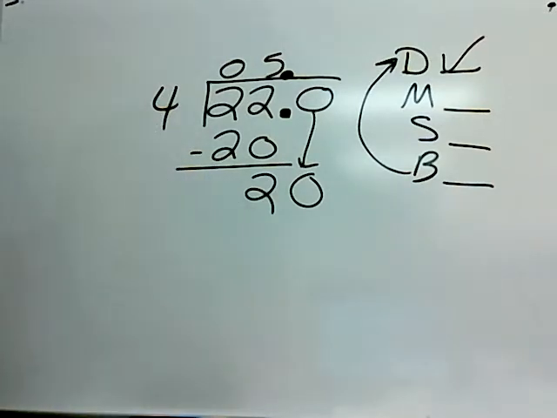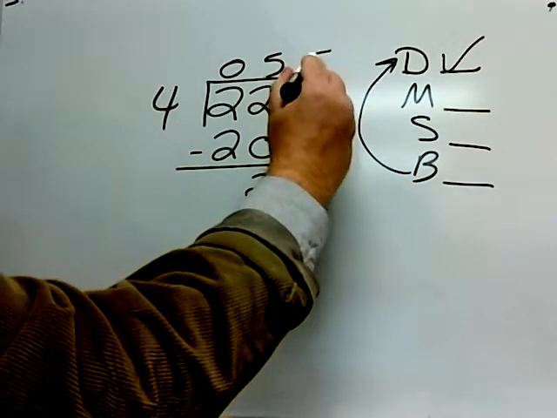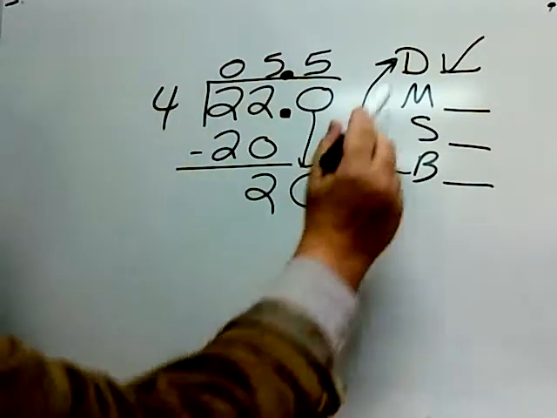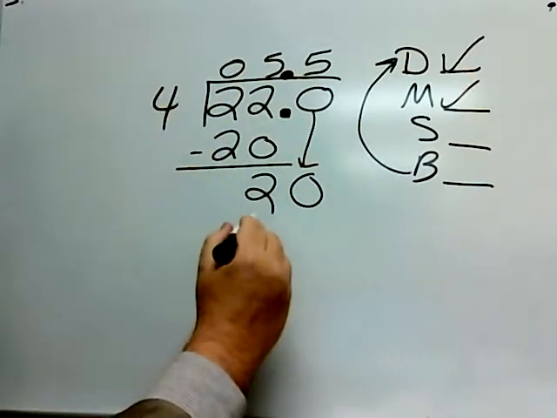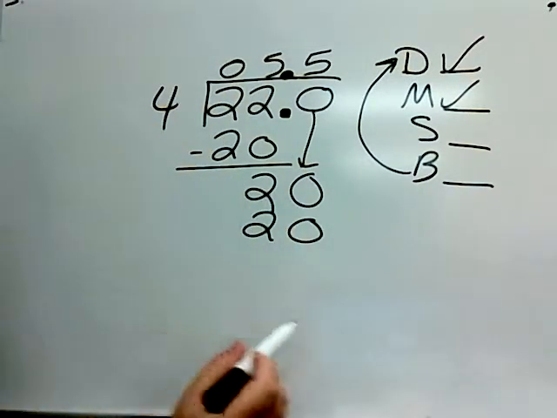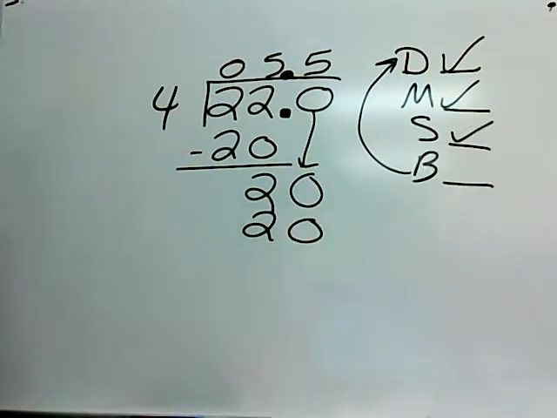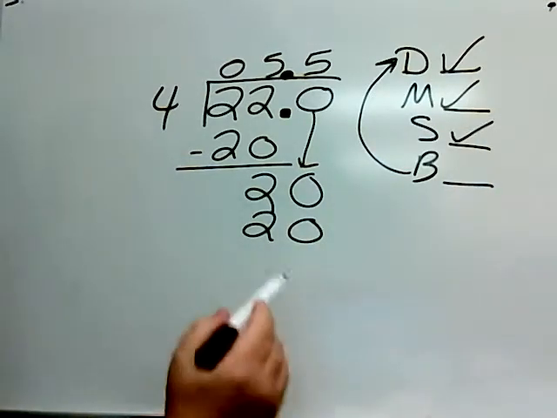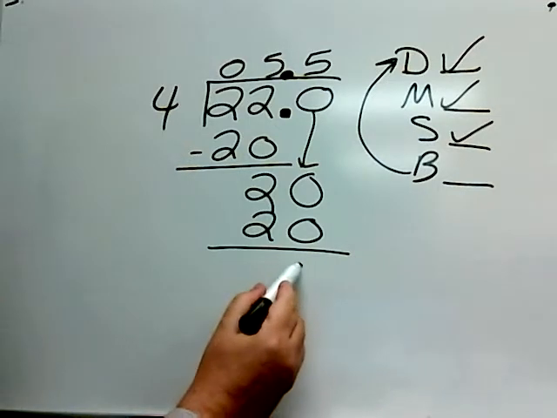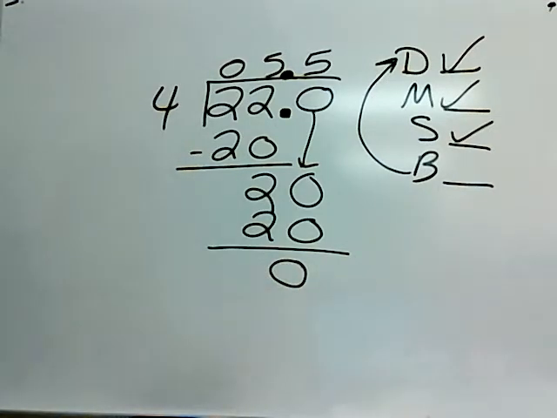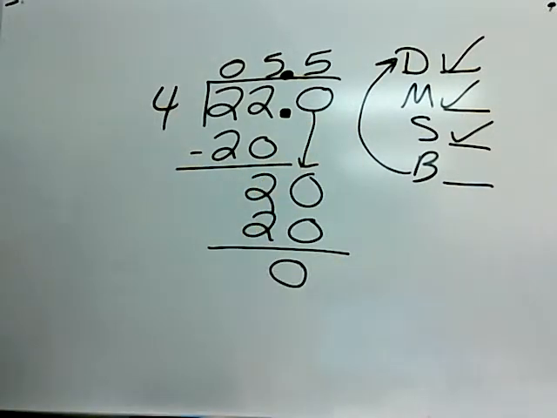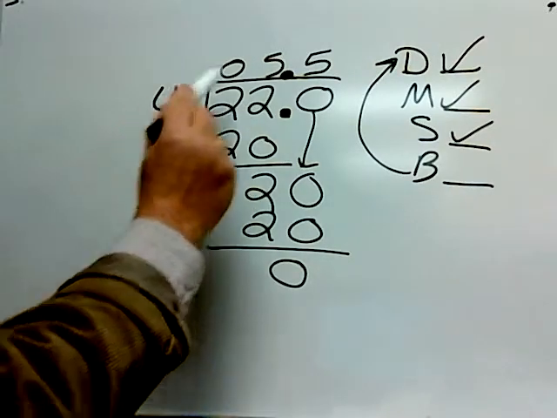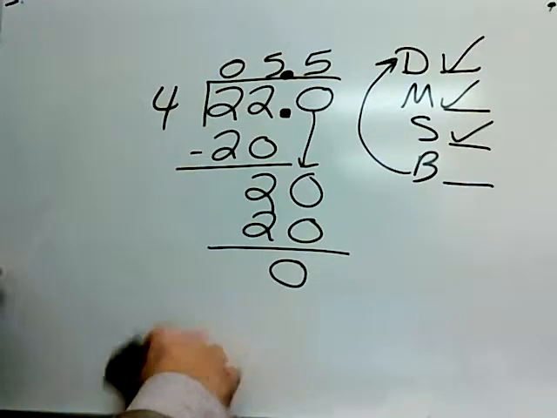4 goes into 20 5 times. My next step is to multiply. 5 times 4 is 20. Next step I'll perform is to subtract. 20 take away 20 is 0. Now that I have 0 at the bottom and nothing left to bring down, that's how I know I am done. So 22 divided by 4 is 5.5.